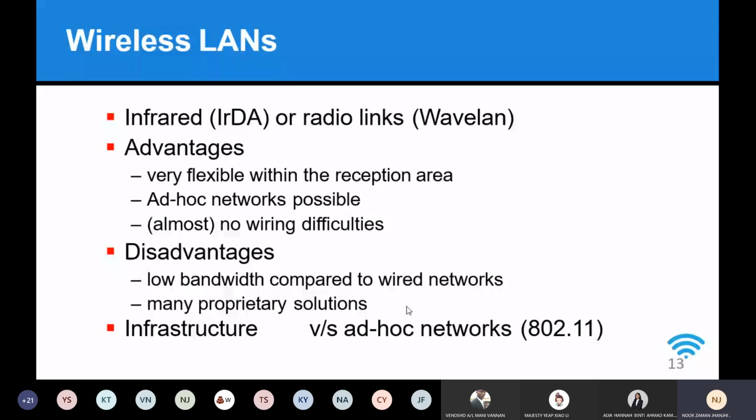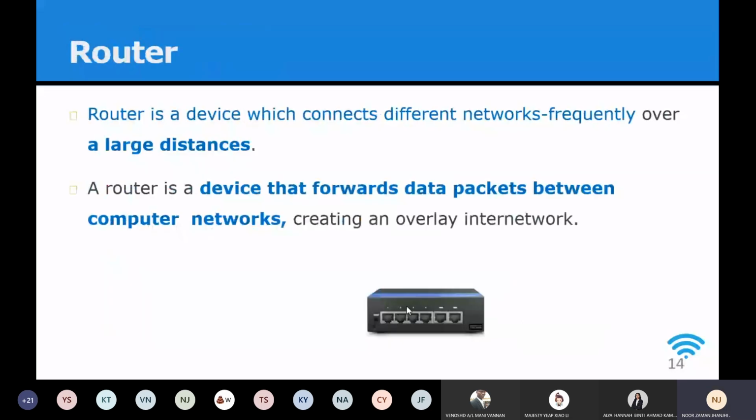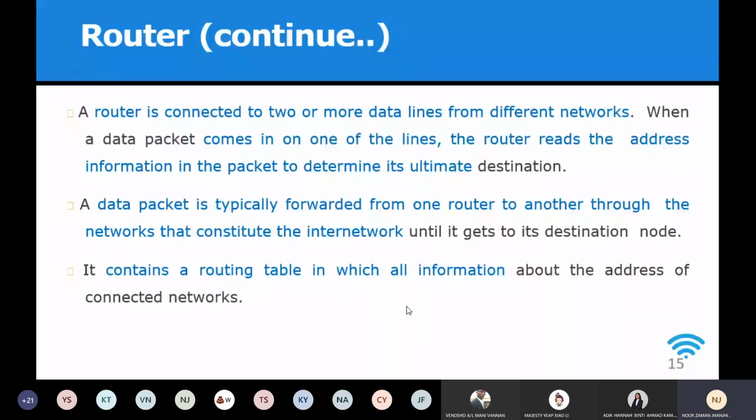Now for the devices, the router. You know what a router device is, where we use it, and how it helps us. It helps us connect different networks over large distances. And what is its job? The main job is to forward data packets. In other words, we can say the router connects two different types of networks. Simply put, it enables us to connect different types of networks. This could be correct as well.